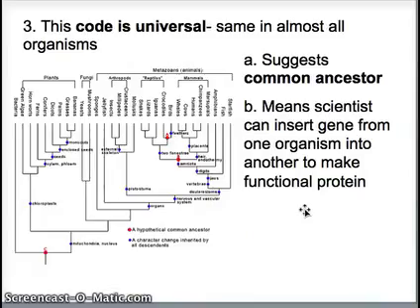And this code is universal, and it's the same in almost all organisms. It suggests a common ancestor. This is actually one of our evidences for evolution, in that we all have the same DNA code, and it codes for the same amino acids for the most part.